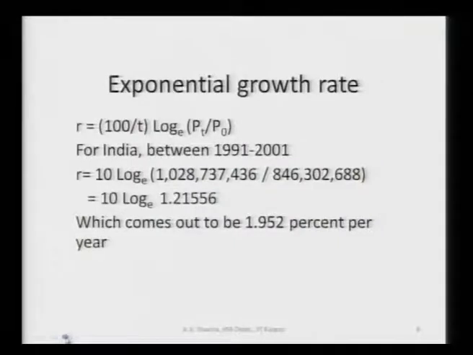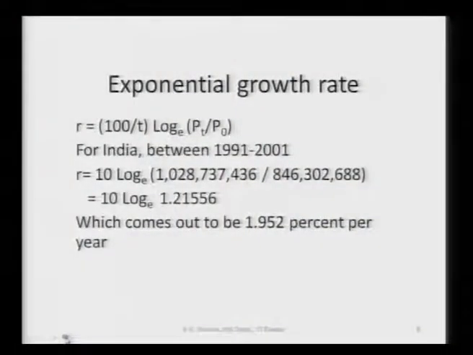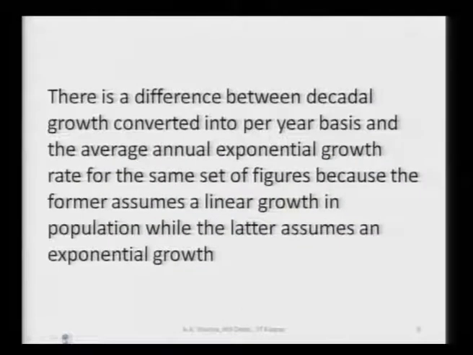For India between 1991 to 2001, this comes out to be r is 100 divided by 10 log of 1028737436 divided by, this time we are dividing the 2001 figure by the 91 figure, we are not subtracting them. So, 1028737436 divided by 846302688, that comes out to be 10 log 1.21556, or 1.952% per year.